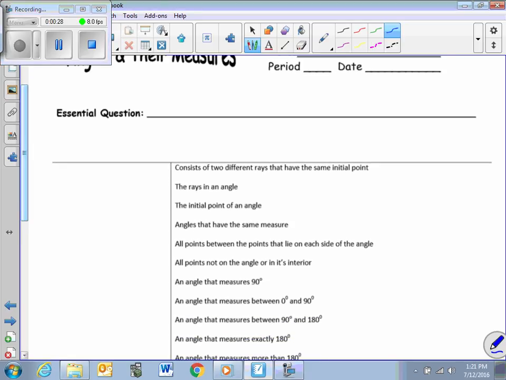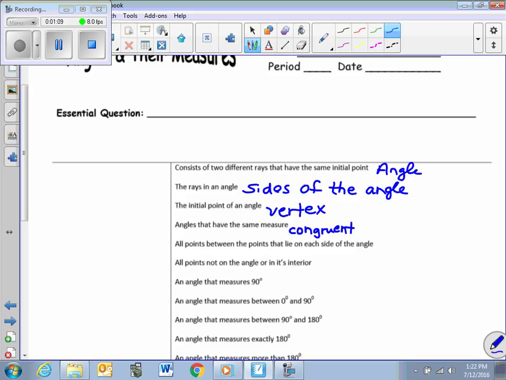Let's start with some terminology like we often do. What consists of two different rays that have the same initial point? Well, of course, that would be an angle. The rays in an angle would also be known as the sides of the angle. The initial point of an angle, I'm going to assume we're talking about the vertex of the angle. That would be the initial point of each of the rays that makes up the angle. Angles that have the same measure are congruent angles. And of course, remember, we can use the symbol for congruence like that.